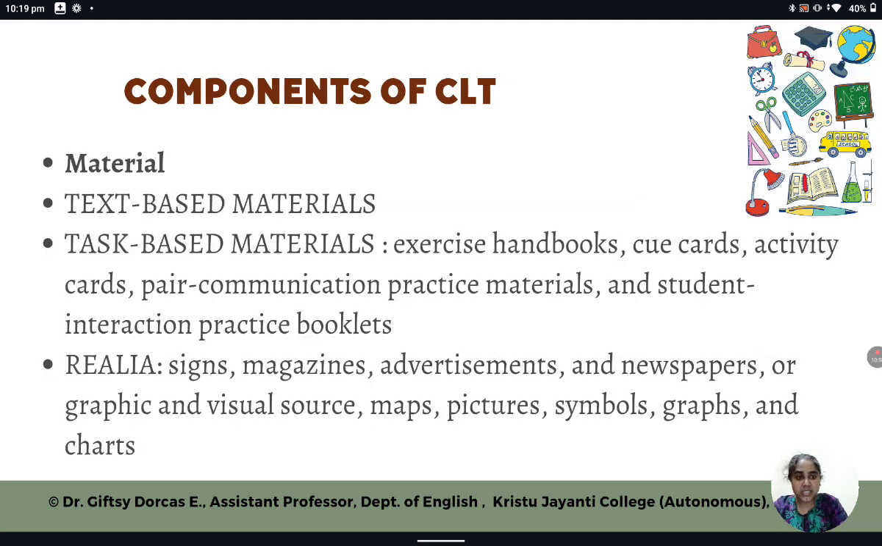And moving on to the materials used, text-based materials could be used, task-based materials like cue cards, student interaction practice booklets, then activity cards could be used. And also realia, meaning material that we use in our day-to-day lives like newspapers, maps, pictures, symbols, graphs, advertisements, magazines, signs. They all could be incorporated as material that could be used for learning. So this method was a very effective method.